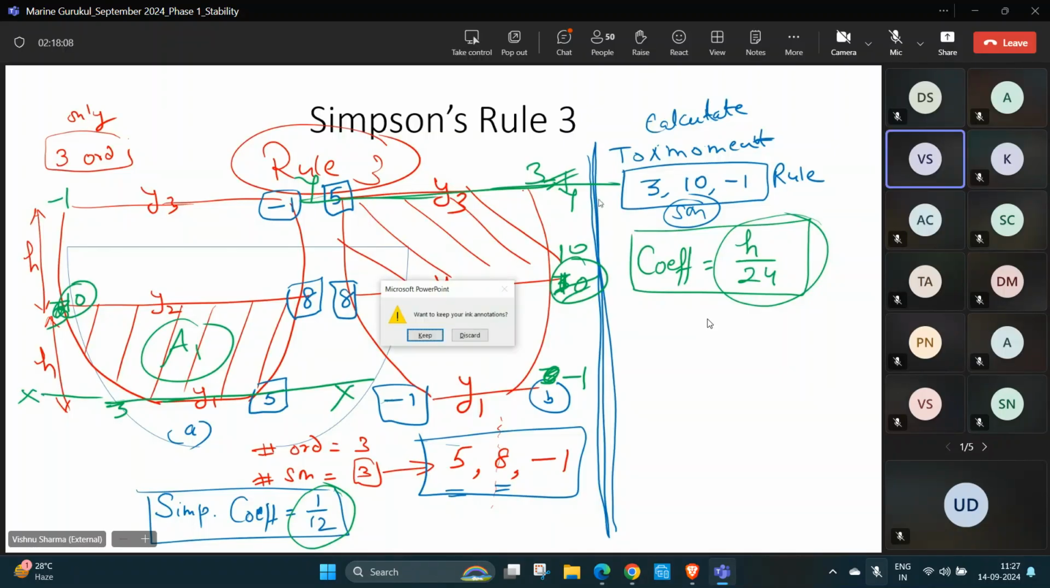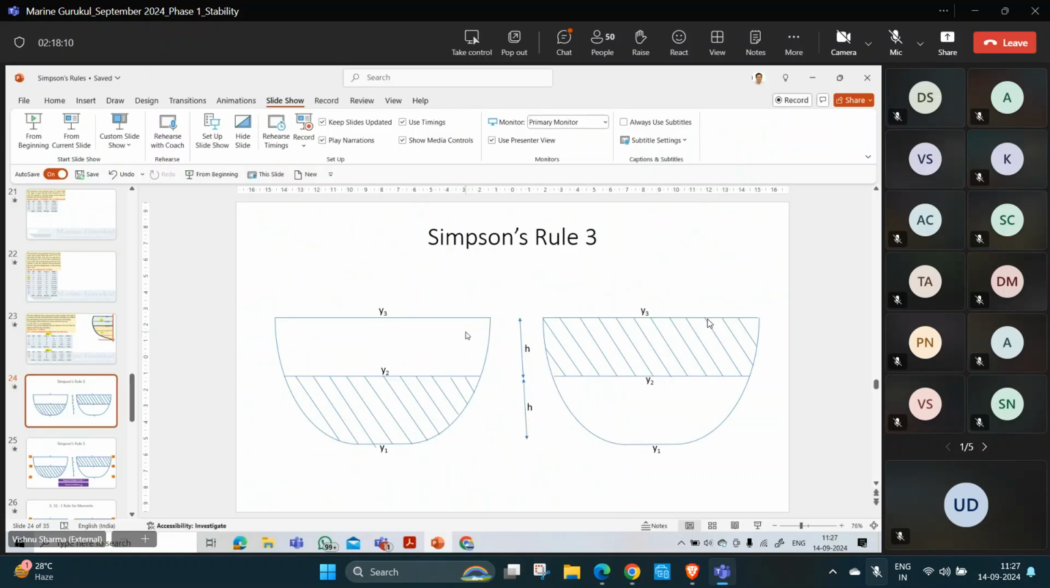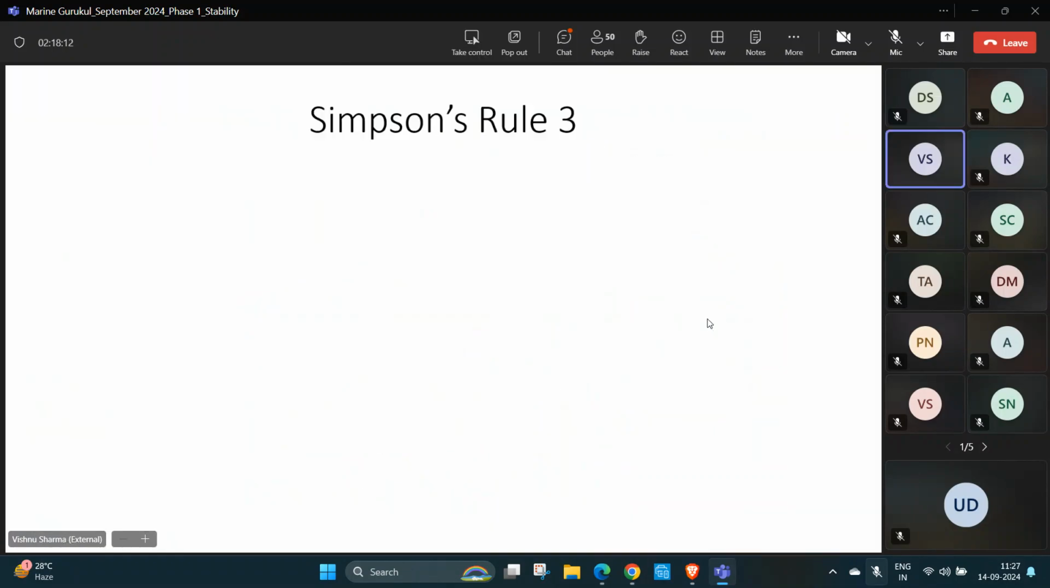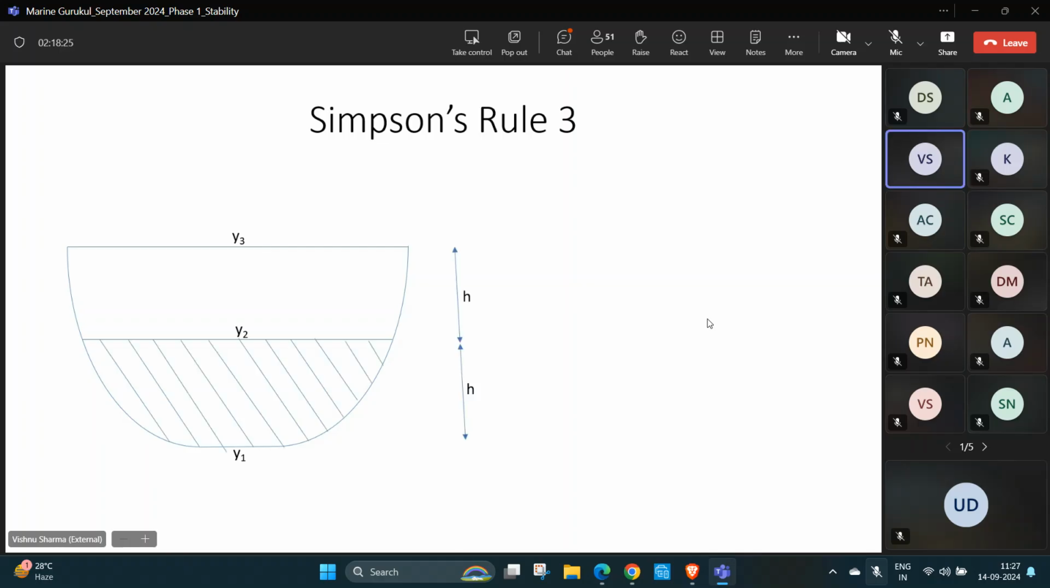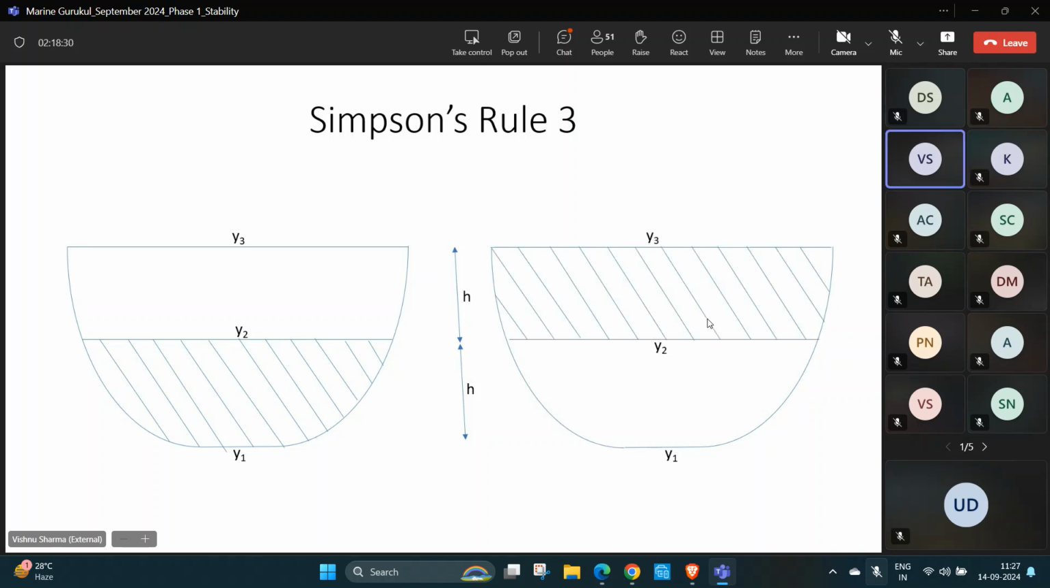I am clearing the screen here. Okay, so you see, rule 3, whatever is there on the slides, let me take you through. I have already explained it to you. Rule 3 will be applicable if you have to calculate this area or this volume, and likewise for volume it will apply if you're integrating areas. If y1, y2, y3 become areas, it will get you volume.